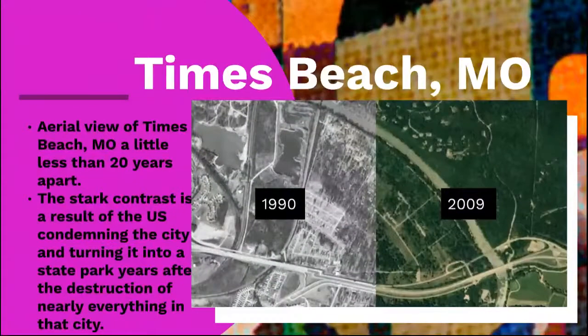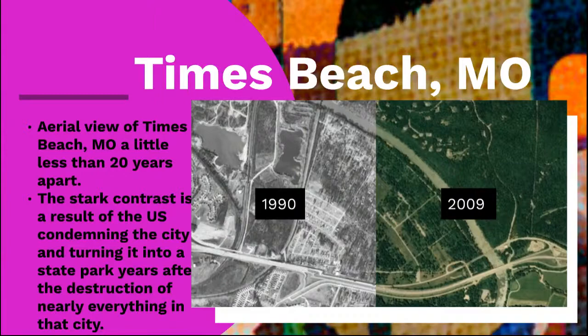I wanted to show you the stark contrast of Times Beach in 1990 and Times Beach in 2009. In 1983, after the EPA found that the levels were so high at 100 parts per billion, they demanded all the residents of Times Beach, Missouri to evacuate. That city was then condemned and bought by the United States government. The residents were able to get some money and were able to be relocated.